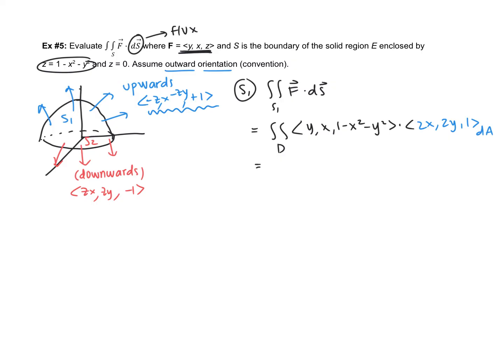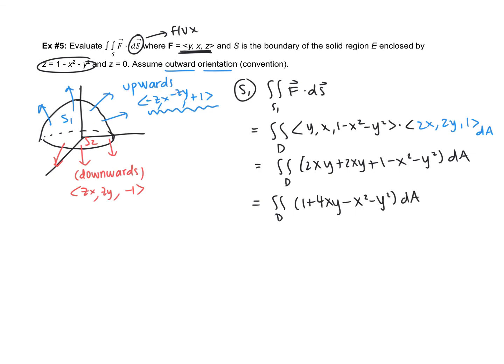So then this becomes the double integral over the region D of 2xy, add 2xy, add 1, subtract x², subtract y², dA, which simplifies to the double integral over the region D of 1 + 4xy - x² - y², dA. And we try to find bounds here for x and y, which would just be that circle on the xy plane. Hopefully we can see that converting to polar is going to make our life a whole lot easier.